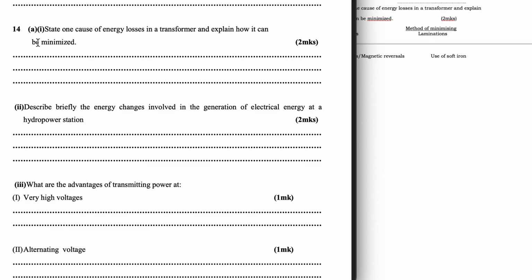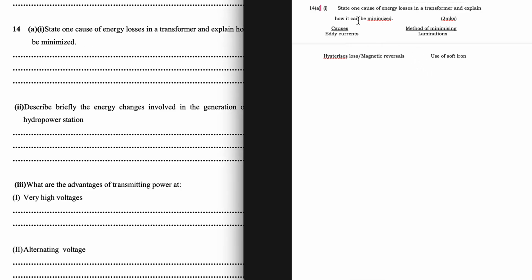Question 14a, Roman 1. State one cause of energy losses in a transformer and explain how it can be minimized. Cause is eddy currents. Method of minimizing is laminations. Another cause is hysteresis loss or magnetic reversals, and the main method of minimizing is use of a soft iron.